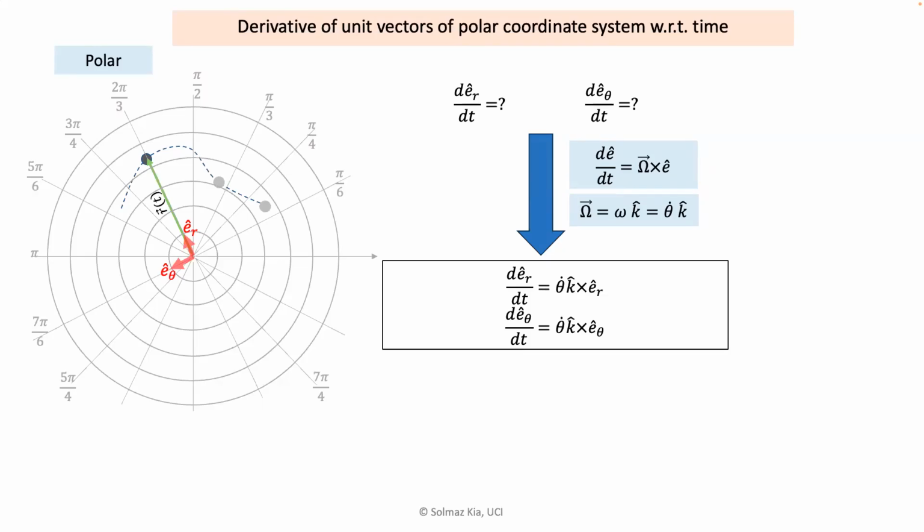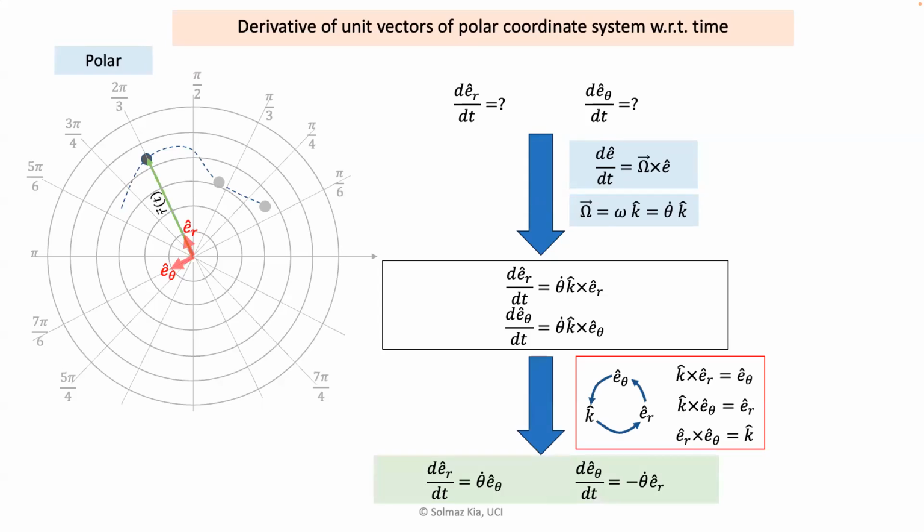Now with this information at hand, we can compute the derivatives of the unit vectors of the polar coordinate system with respect to time. The derivatives will be the angular velocity of the vectors cross product with the vectors themselves. The angular velocity in polar coordinate system is going to be theta dot in the k direction. Therefore, when we substitute in the formula, we arrive at the equations that you see in the black box for the derivative of the unit vectors: theta dot in k direction, representing the angular velocity, cross product with the vectors themselves. Now, if we carry out the cross products, the final equation for the derivatives will be as shown in this green box.